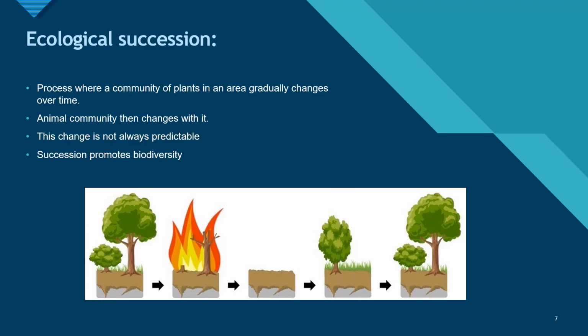Ecological succession is the process where a community of plants in an area gradually changes over time. After the disturbance, this process of the whole community regrowing itself is called succession. The animal community then changes with it. This change is not always predictable, and succession promotes biodiversity, something we have been focusing on a lot in this whole class.